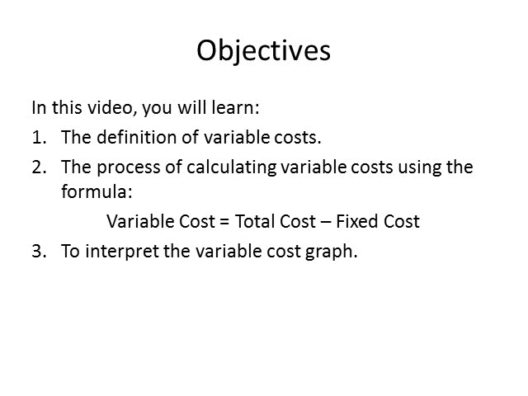The other type of costs that contribute to total costs is variable costs. In this video, you will learn the definition of variable costs, the process of calculating variable costs using the formula variable cost is equal to total cost minus fixed cost, and interpret the variable cost graph.